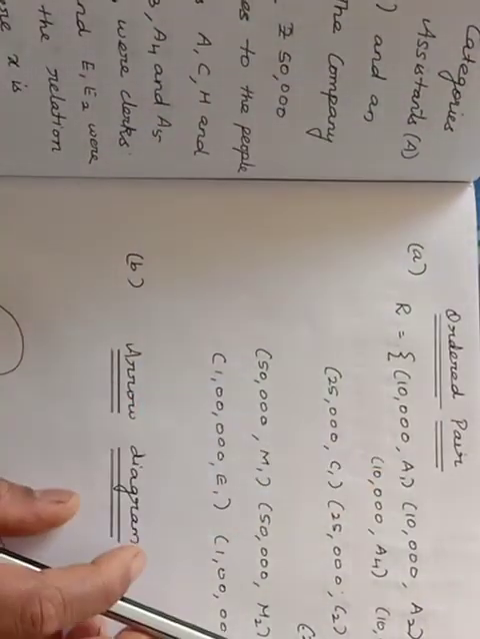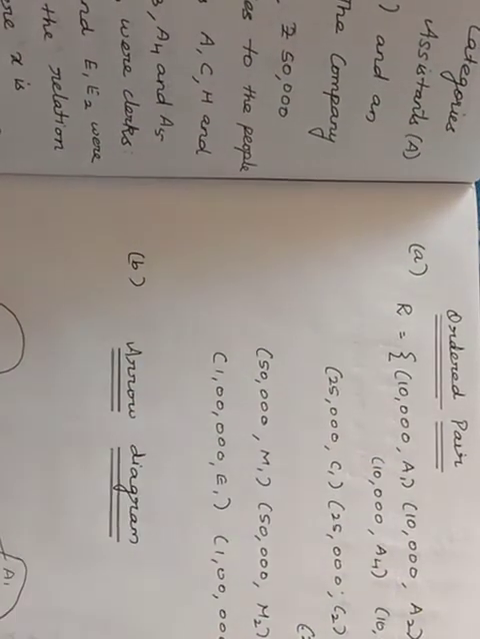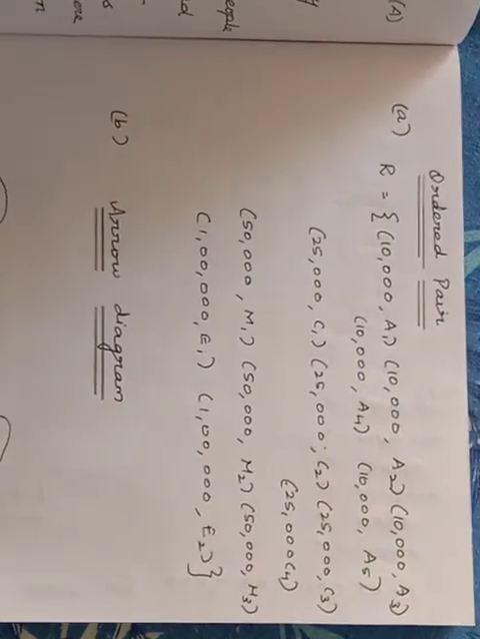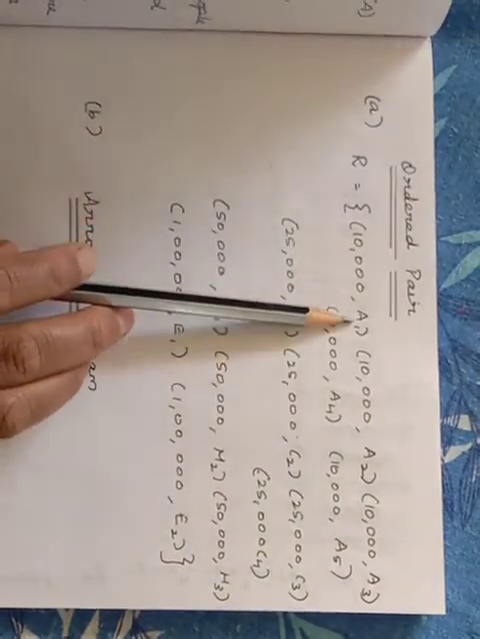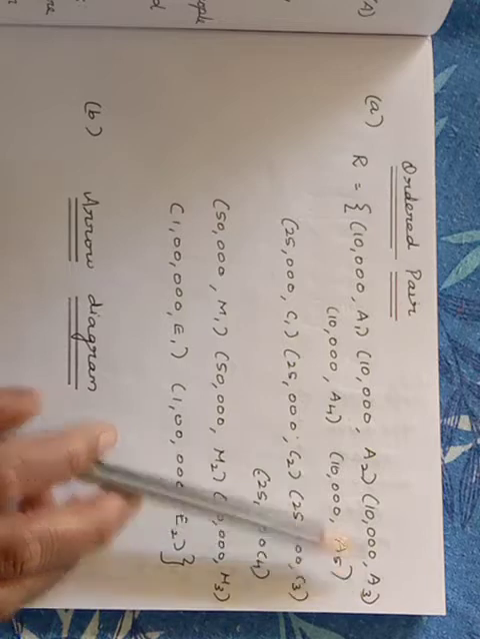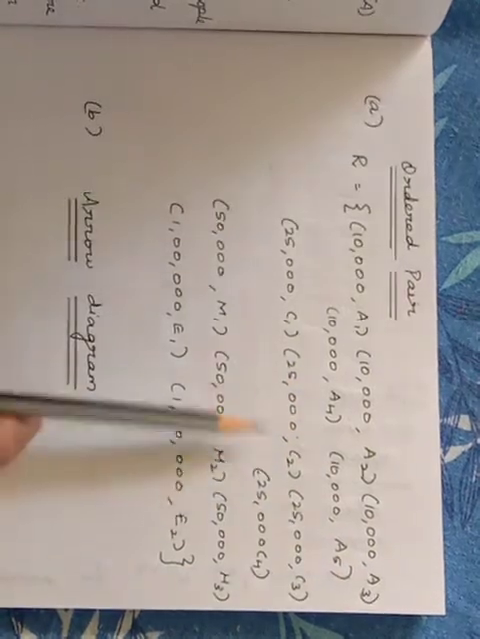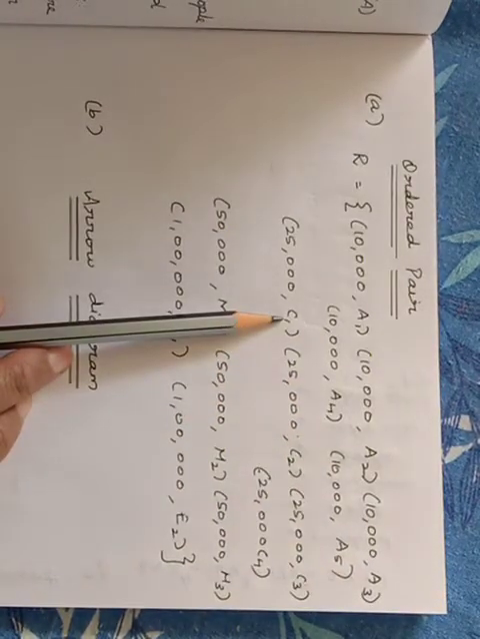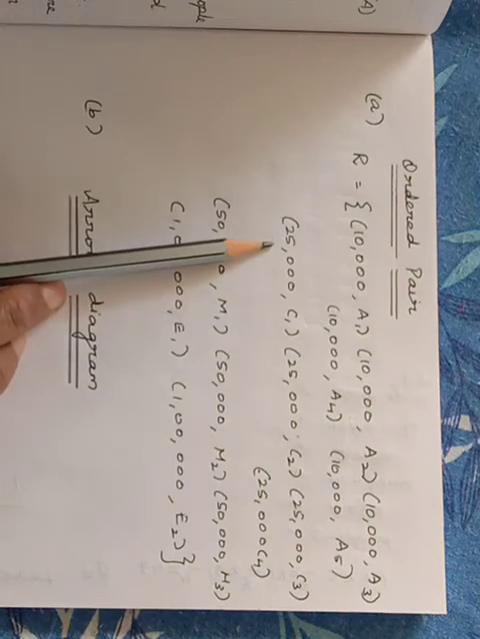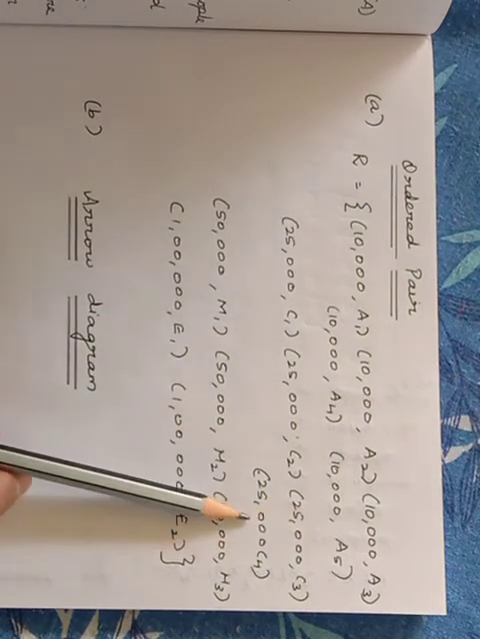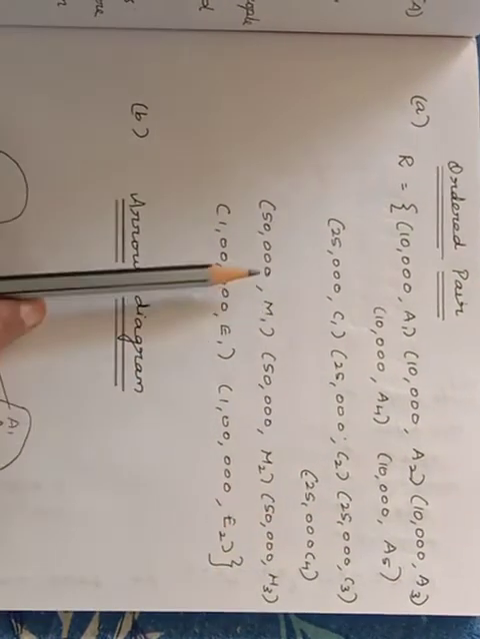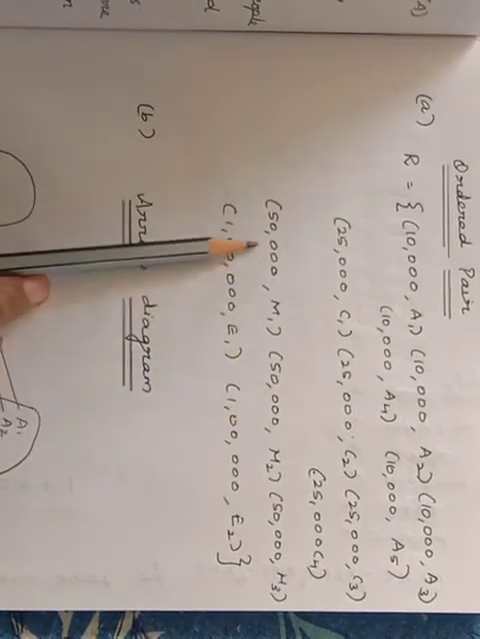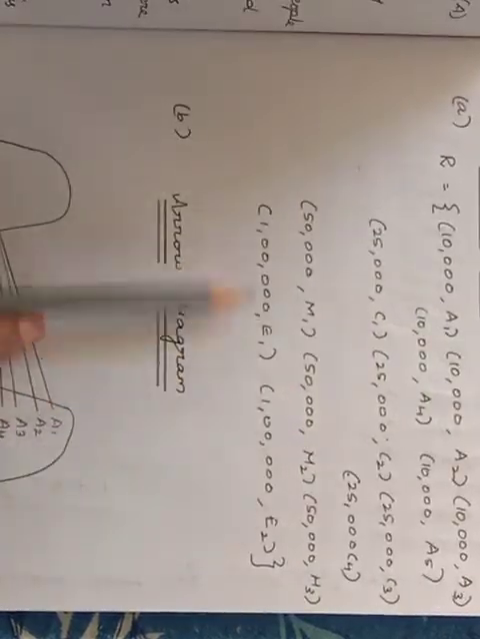So we'll write the ordered pairs here. Assistants, 5 of them are there. For them the salary allotted is 10,000 for assistant 1, assistant 2, assistant 3, assistant 4 and assistant 5. And for the clerks the salary is 25,000 each. For the 3 managers the allotment is 50,000, and for the executives 1 lakh.